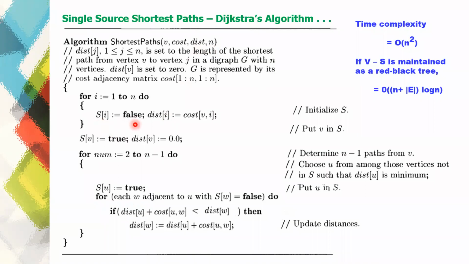Initially, all the nodes will be unvisited. All the unvisited nodes will be represented with a value false. A visited node will be represented with a value true. Here you are going to initialize the distances for each vertex. Then you are going to repeat steps 2 to n minus 1. That is, every time you are going to generate a path, and if there are n vertices in the graph, you are going to generate n minus 1 paths.